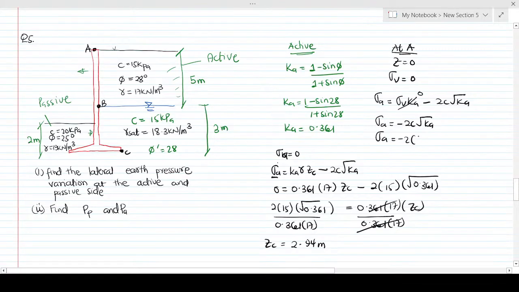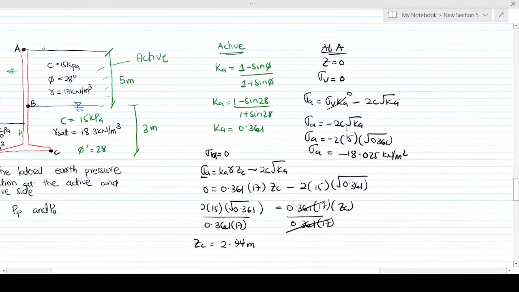Minus 2c times the square root of Ka, with Ka equal to 0.361. And so my active pressure at A is going to give me what? Negative 18.025 kilonewton per meter square. That is the indication of the tensile strength, the tension, right? So that's the first equation.